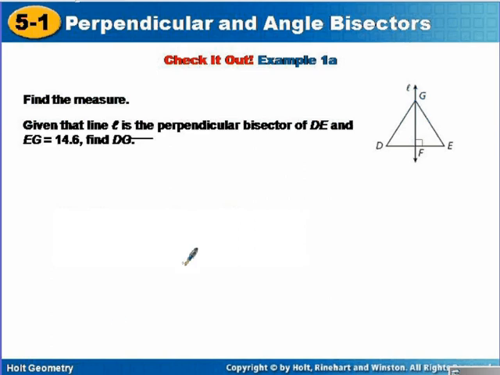Try out this problem. Knowing what you know, try it out. They tell you that EG is 14.6. Okay, so let's get that filled in your diagram. EG, that distance there, is 14.6, and they want you to figure out what DG is, so figure out what this length here is, if you can.